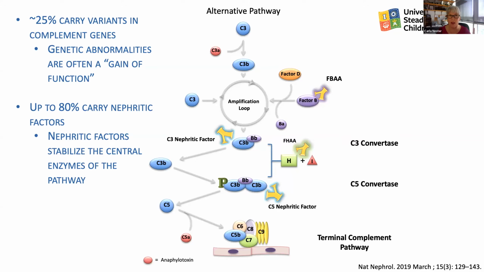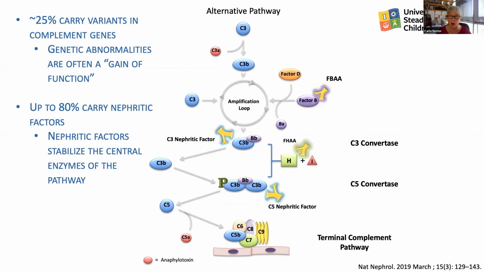which, by the way, I don't know if Dr. Kavanaugh mentioned, but I should mention that the alternative pathway is the amplification loop for the classical and the lectin pathway. Again, that's why the alternative pathway becomes such an attractive target when we're moving forward to some of these newer therapeutics.